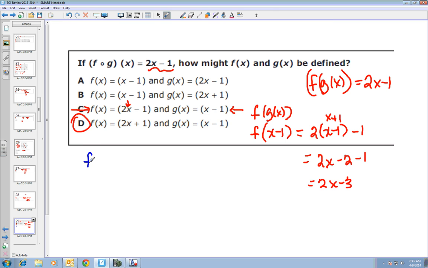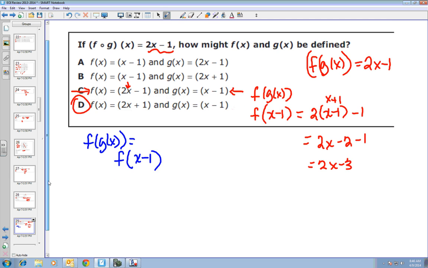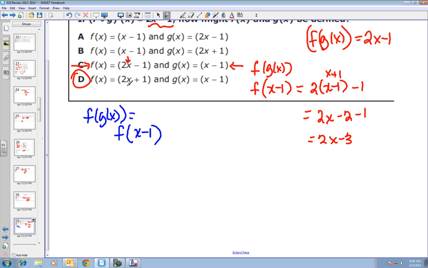Okay, I'm finding f of g of x. So that means take my f equation, or write down my f. Now I'm going to write down my g equation, x minus 1. Now this tells me to go to my f equation, and in place of this x, I'm plugging in x minus 1. So I have 2 times x minus 1 plus 1. Distribute: 2x minus 2 plus 1. 2x minus 1 is my answer.